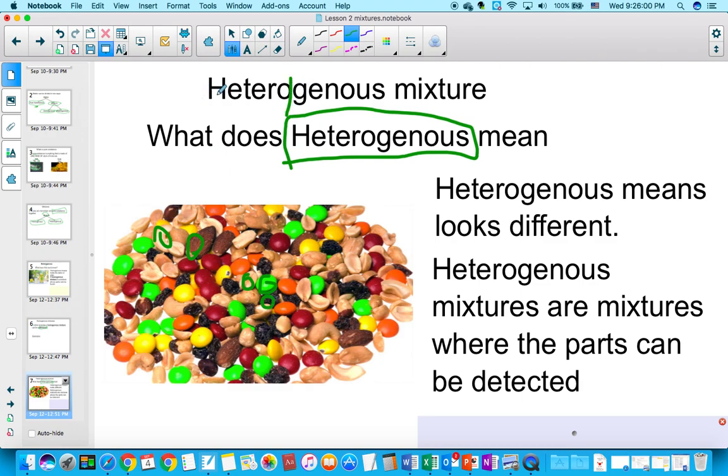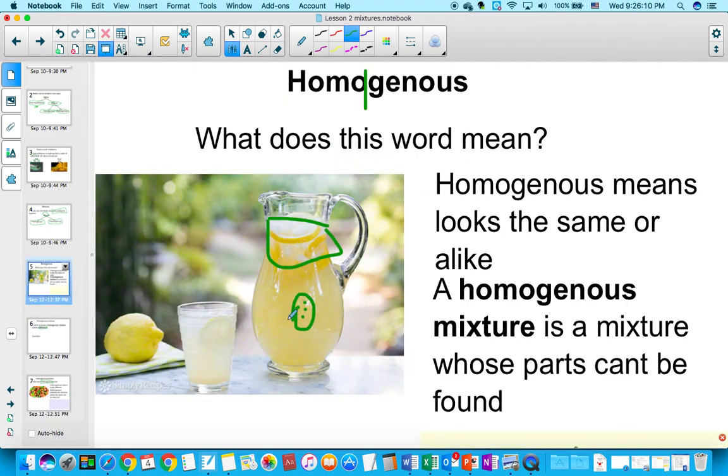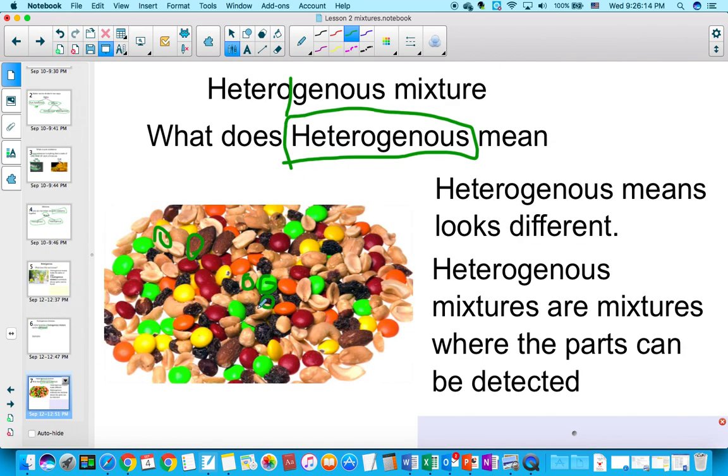Hetero means different, genius means makeup. So it's different makeup. It has a different makeup. You can see the parts, right? And we go back to our first example, lemonade looks like one yellow liquid. Trail mix, you can see what it's made out of. And that's the difference. Homogeneous mixtures or solutions look like one solid or one thing, while heterogeneous mixtures look like multiple, you can see the different parts of it.